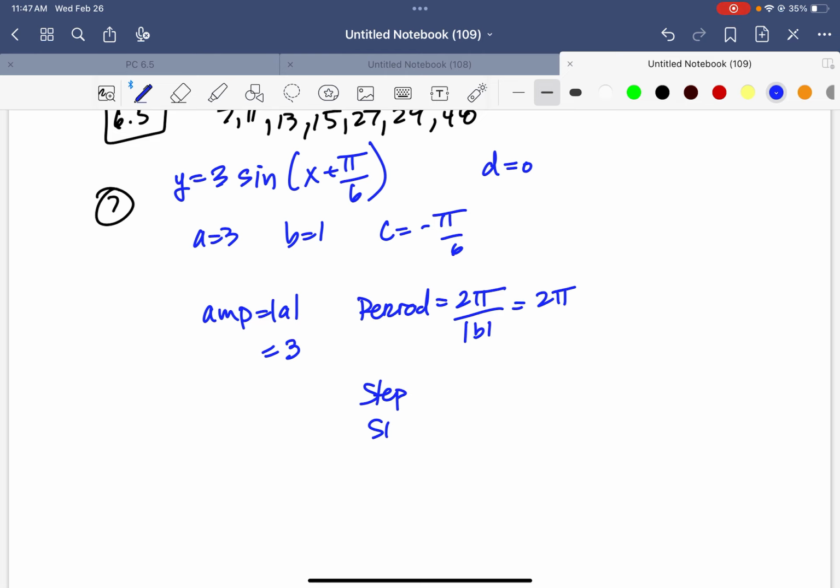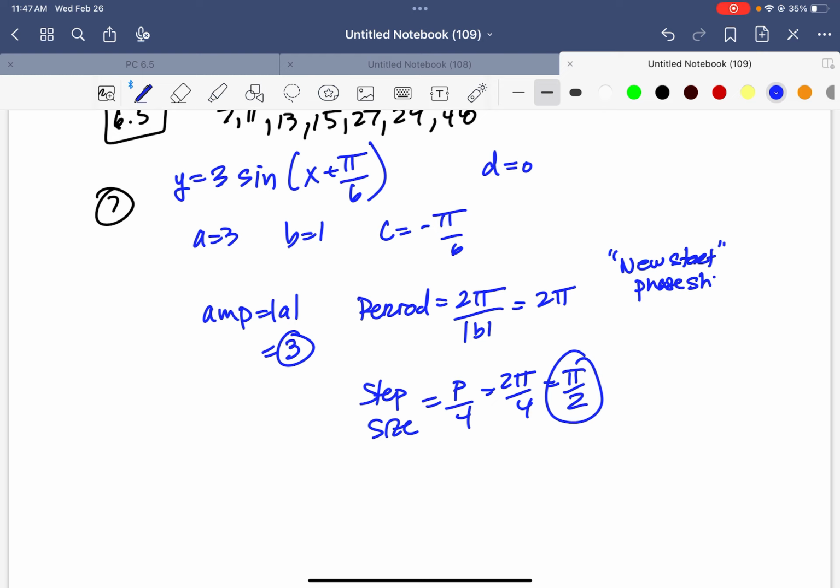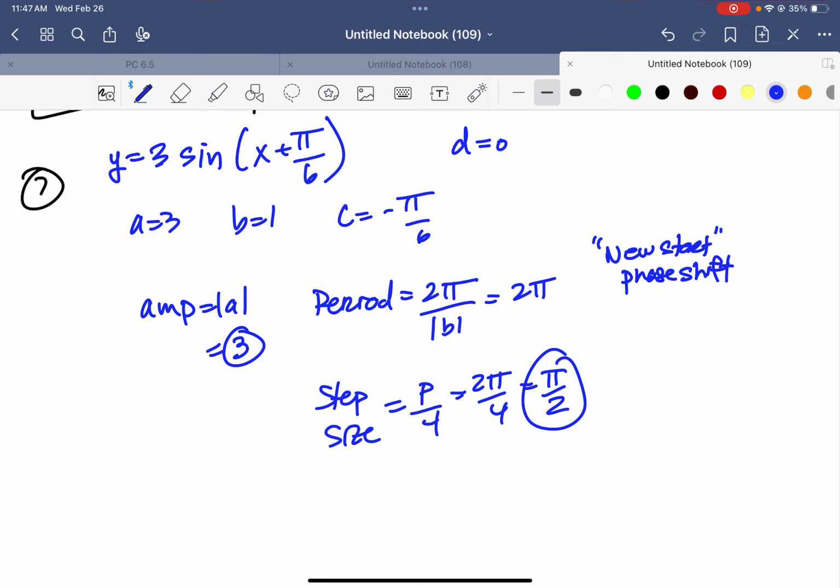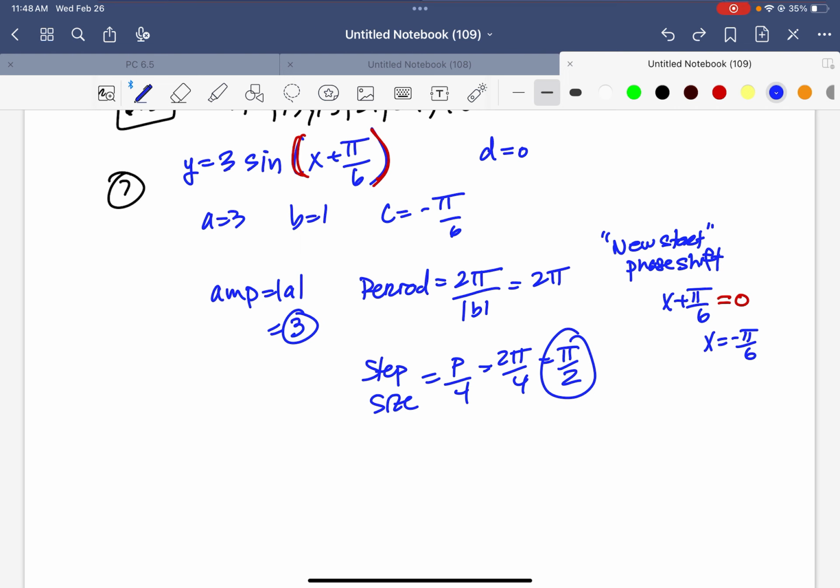Notice that the step size is going to be my period cut into 4 pieces. So that's going to end up being pi over 2. So my amplitude is 3, my step size is pi over 2, and my new starting value, also called my phase shift. Have I shifted to the left or to the right? Well, yes, I have, because I think about when will this be equal to 0? Because that's the input for sine, and when the input of sine is 0, that's when we start a new cycle. So it's negative pi over 6 is when we are going to have the beginning of our new cycle. So that's our new start.